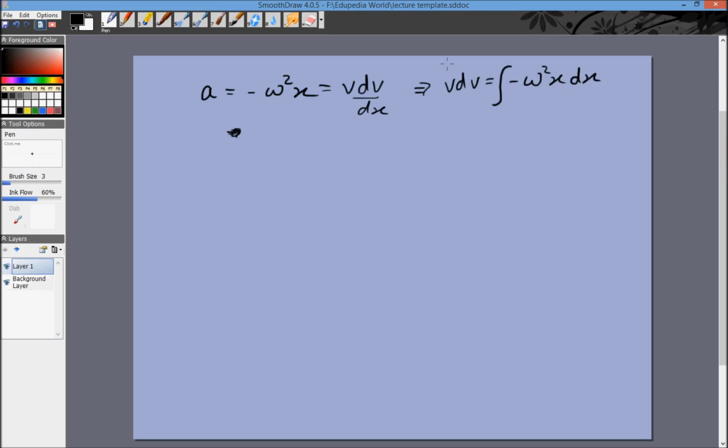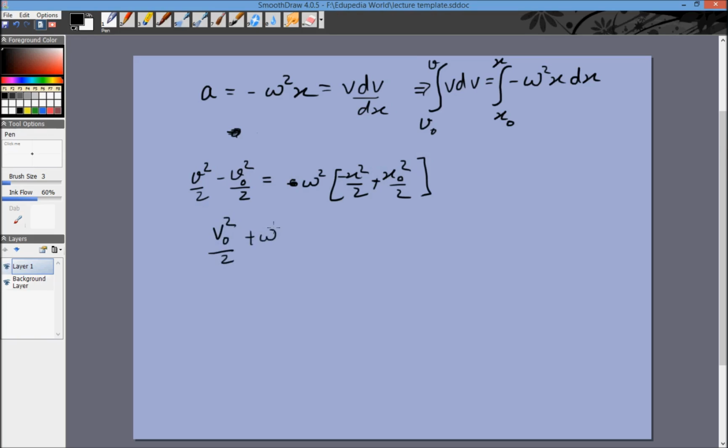Now we'll integrate it, and let's say at time t is equal to 0 it was at x naught, at time t is equal to 0 the velocity was v naught, at a particular time it is x and it is v. So the equation we get is v squared by 2 minus v naught squared by 2 is equal to minus omega squared times x squared by 2 minus x naught squared by 2, or I'll just put the minus sign inside now. So that gives me v naught squared by 2 plus omega squared x naught squared by 2 is equal to v squared by 2 plus omega squared x squared by 2.